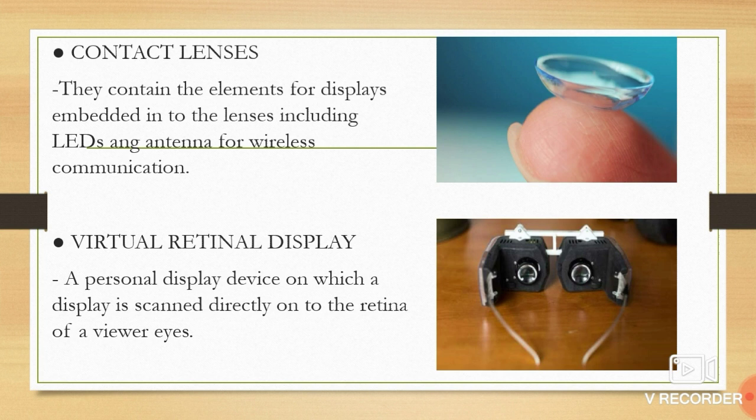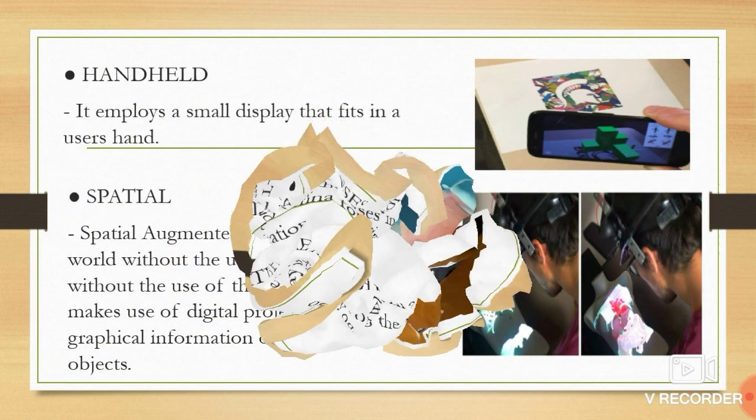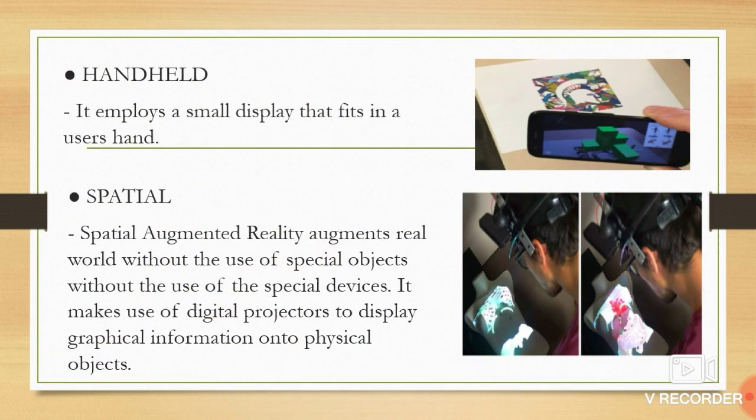Virtual retinal display. A personal display device on which a display is scanned directly into the retina of a viewer's eyes. Handheld. It employs a small display that fits in a user's hand. Spatial. Spatial augmented reality augments the real world without the use of special devices. It makes use of digital projectors to display graphical information onto physical objects.